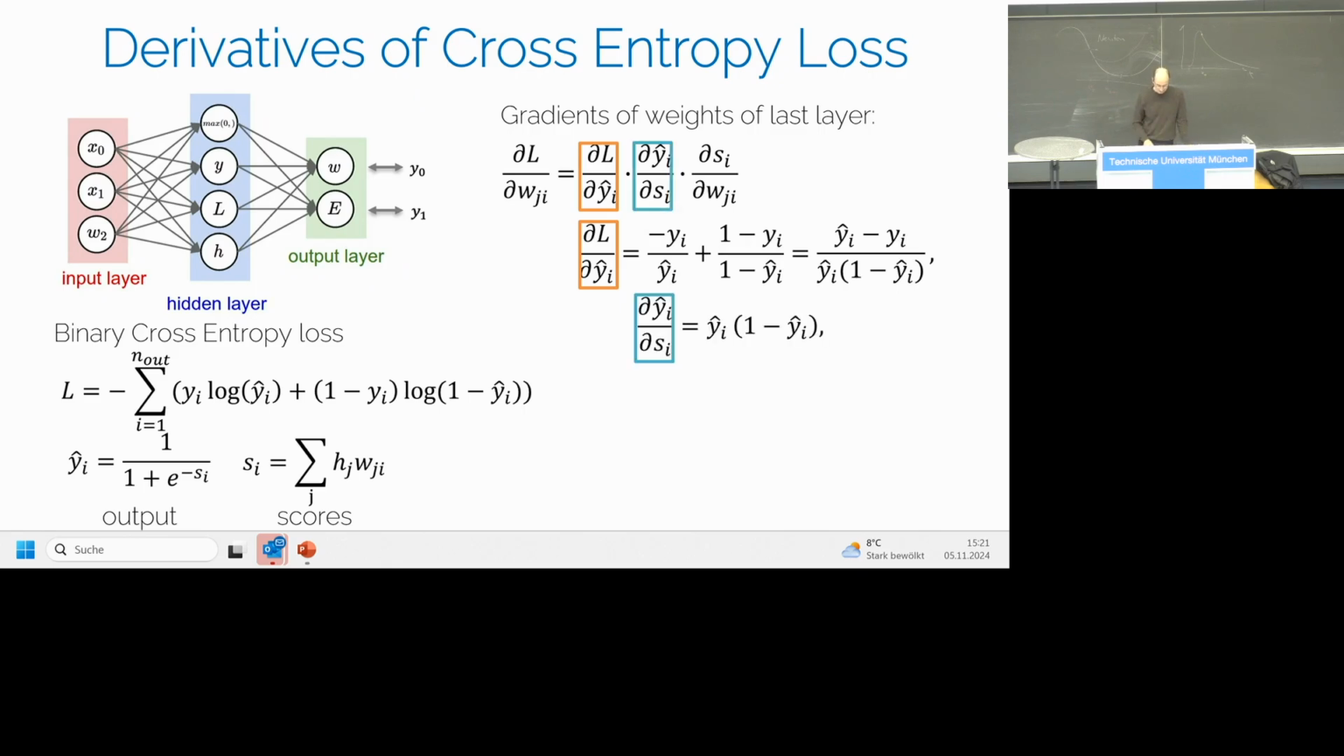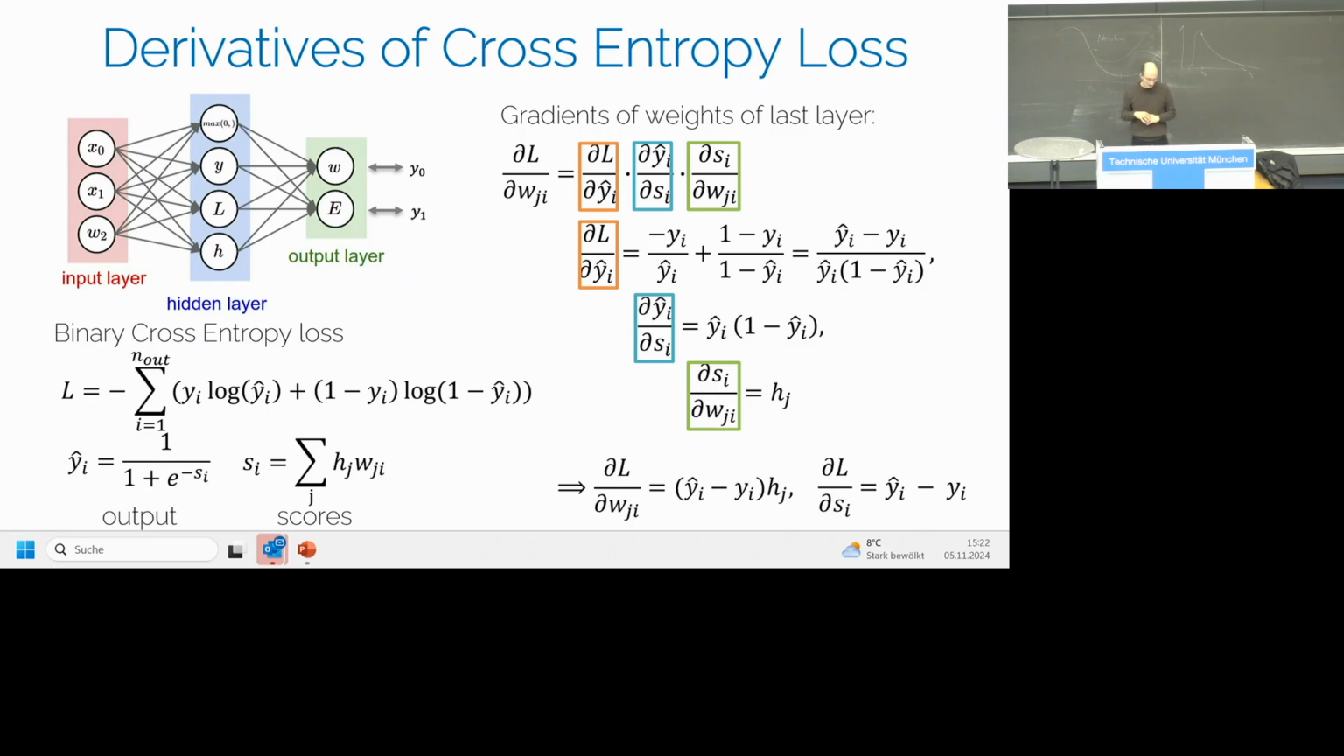And then dy by ds, since we have a sigmoidal here, this is what it looks like. And then ds by dw, since this is linear in w, we just get hj. Then you have to put it all together, and the derivative with respect to the weights is given by this expression.